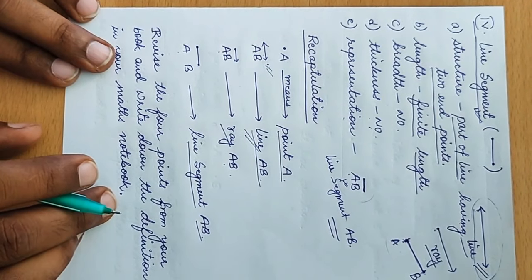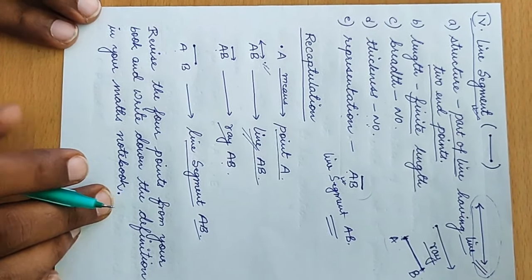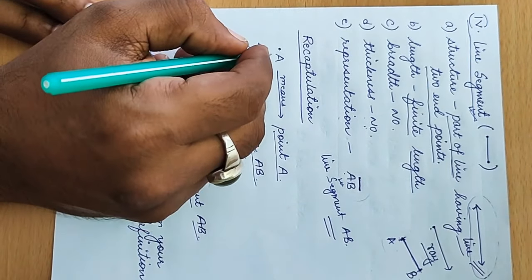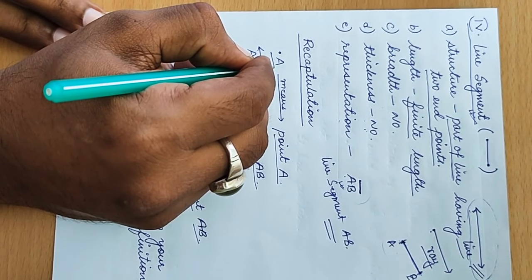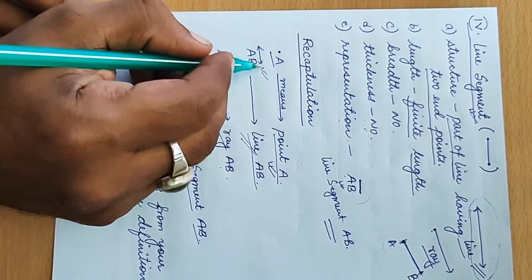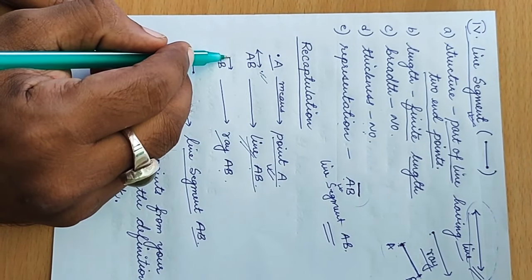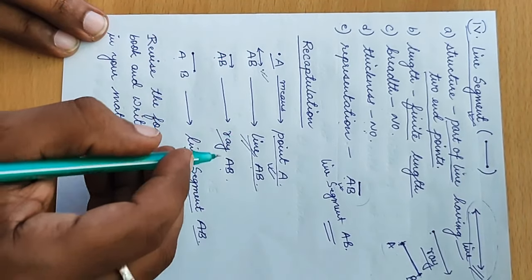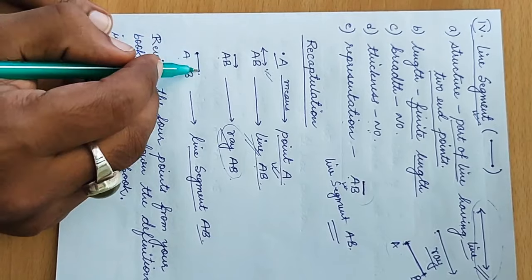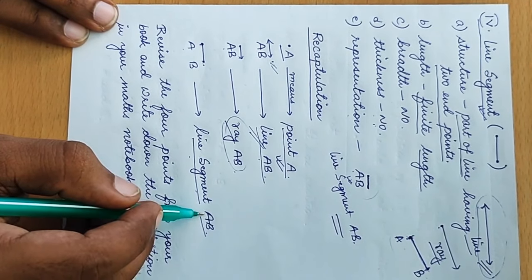Any doubt till now? If you have no doubt, then we will recap whatever we have studied till now, that is, the meaning of this AB which we have seen here. Whenever there is an arrow sign overhead, then it will be line AB. If one endpoint is fixed and the other is an arrow, then it will be ray AB. And if both endpoints are there, two endpoints are there, then it will be read as line segment AB. Clear?